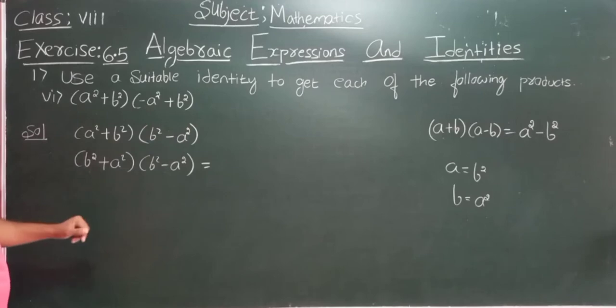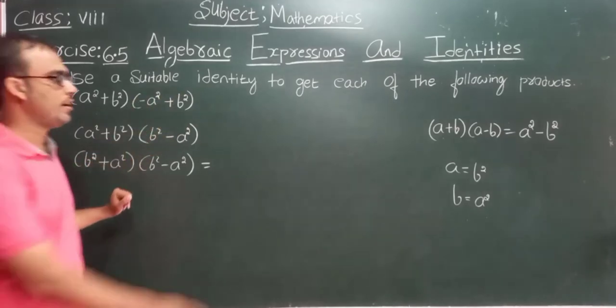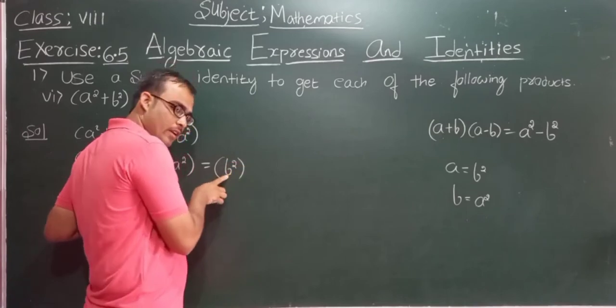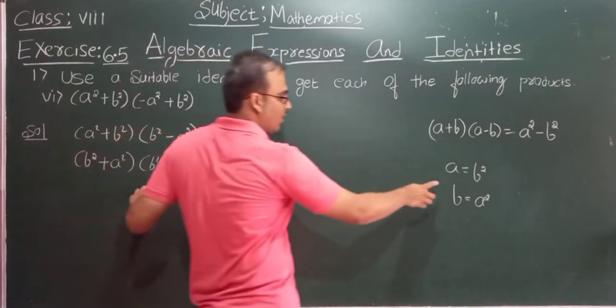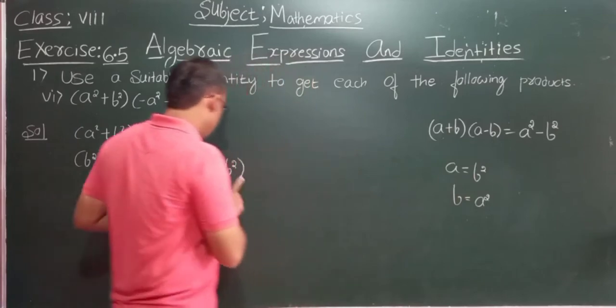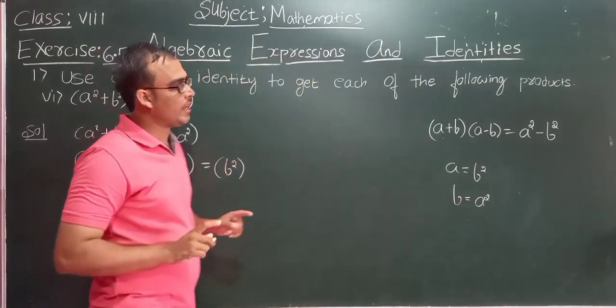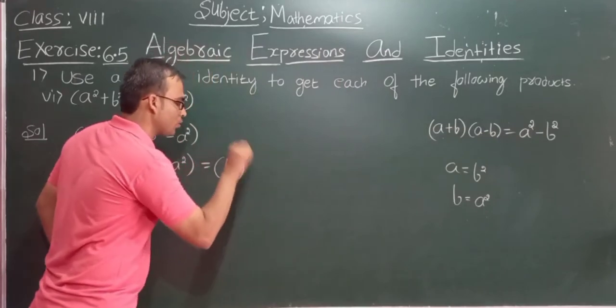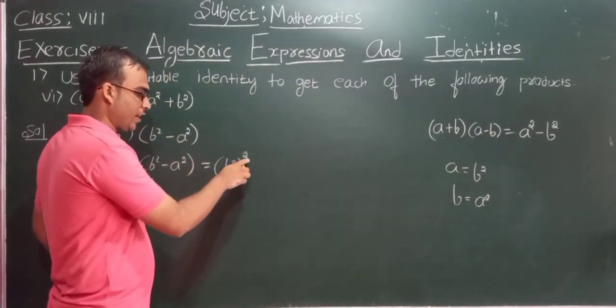According to the formula, a square. What is a? B square. This is a. Just look here, a means b square. This is a, and what we have to write? A square. So we will write square here. Don't get confused, you have written b square here, why are you writing square again?